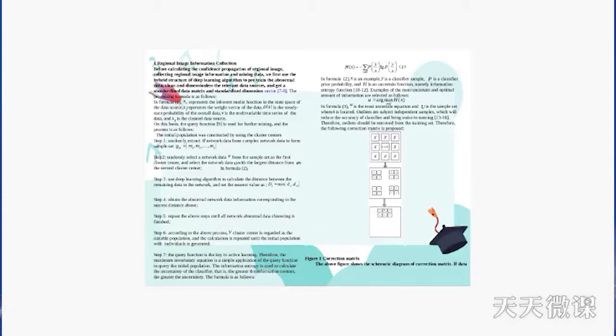In formula 1, XE represents the inherent modal function in the state space of the data source. SJ represents the weight vector of the data. DK is the steady state probability of the overall data. V is the multivariable time series of the data. And SG is the cleaned data source. On this basis, the query function is used for further mining. And the process is the 8 steps as following.